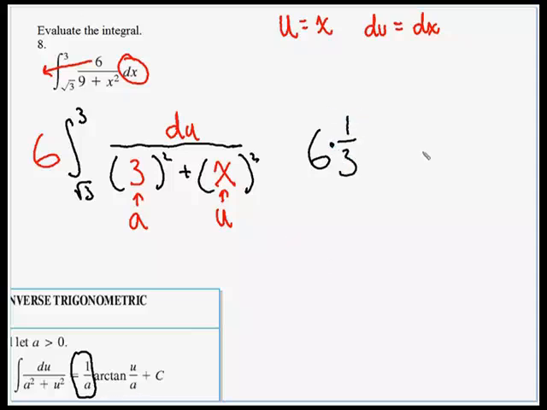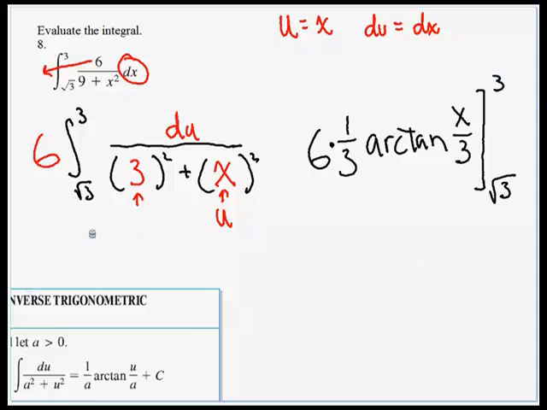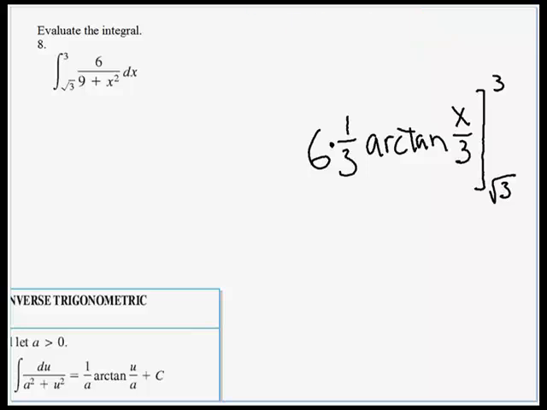1/3 arctan u divided by a, or x divided by 3. 1/3 x. And then, we don't need the plus c because we have a definite integral. So we're going to evaluate this from the root of 3 up to 3. And let's clean this leading coefficient up here. 6 times 1/3 would be 6 over 3, or 2.